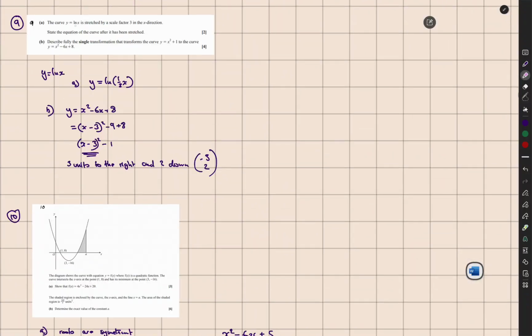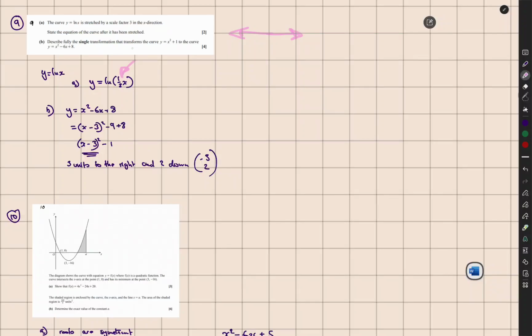Okay, here you've got a curve, y = ln x. It's stretched by a factor in the x direction. You should know that things that affect the x direction are always going to be inside brackets, and they're going to have the opposite effect. So if it's stretching outwards in the x direction, it's actually going to be divided by a factor of 3. So if it was x before, it's going to be x over 3, or 1/3 of that, straightforward.